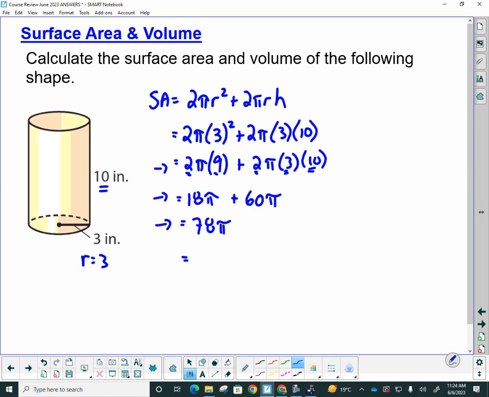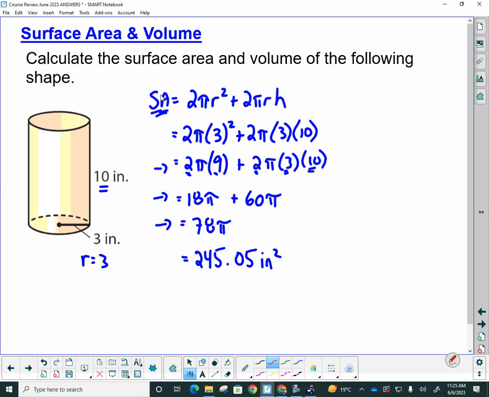So this is 78 times pi, which off the top of my head is 245.05, and this is inches squared. I'm talking surface area, so I'm doing inches squared. So hopefully you got that on your calculator. If not, you can ask someone to help you with punching that in your calculator.